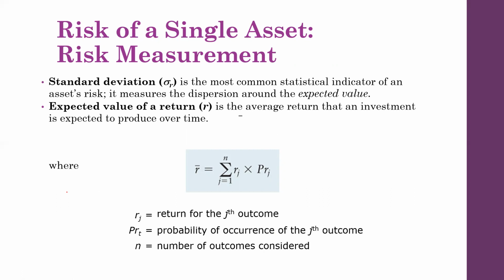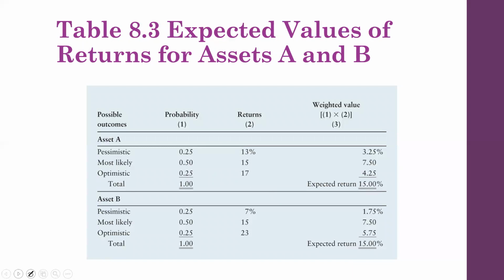Expected value of return is the average return that an investment is expected to produce over time. And we find it by multiplying the probability of the occurrence by the outcomes considered. So let's look at this example again. Asset A, we have pessimistic, most likely, optimistic. We said there was 25% likelihood it's going to be 13% expected return, right? So these are given to us, 50%, 15%, 25%, 17%. Right? Probability is always equal to 1. So we are given these values.